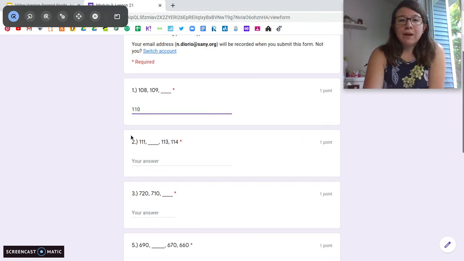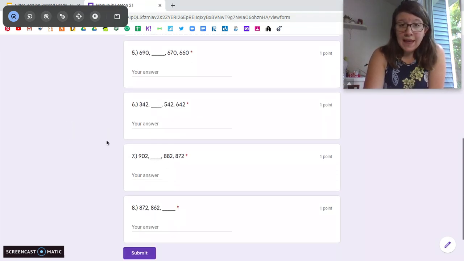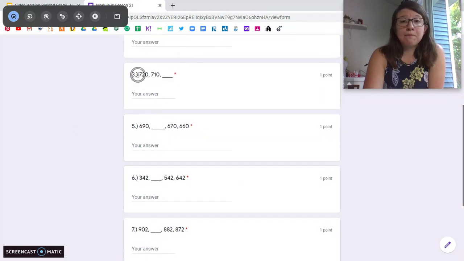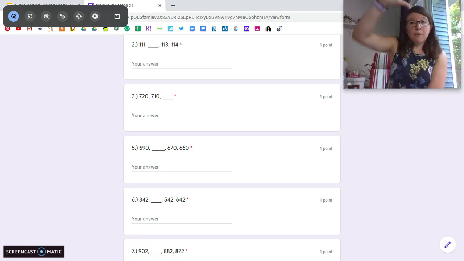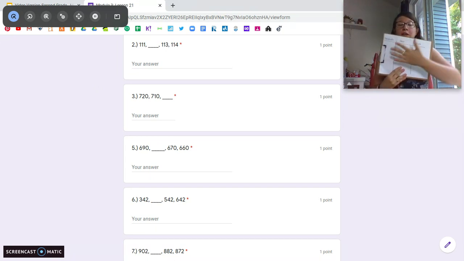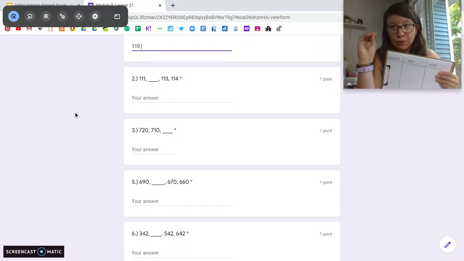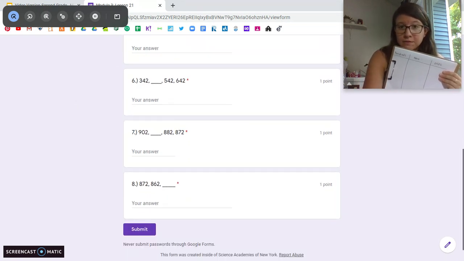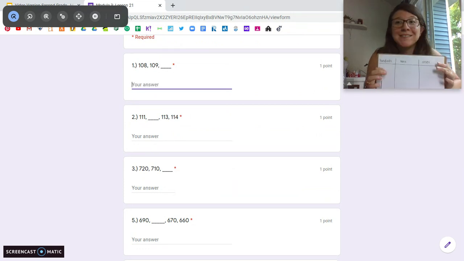Okay? You might have a number in the middle that you need to figure out, or a number at the end that you need to figure out. Again, figure out if it's counting by ones, tens, or hundreds, and then if it's counting up or down. Use your place value chart to help you make the first numbers in the sequence and then start counting from there. Okay? Find the patterns. And be careful. Don't just put any old answer down.